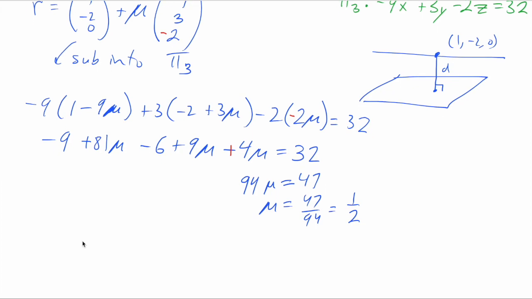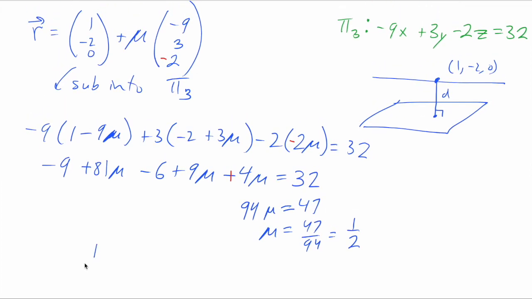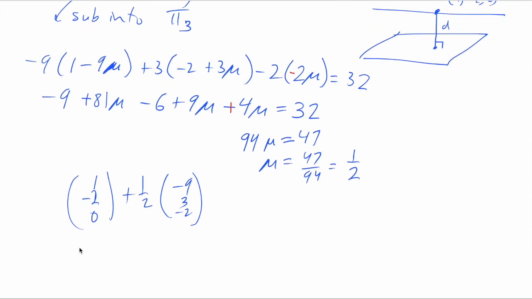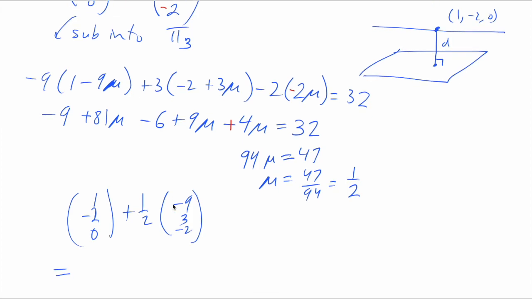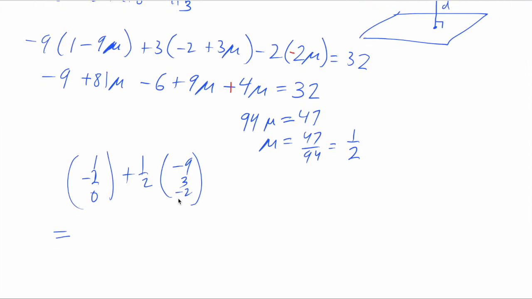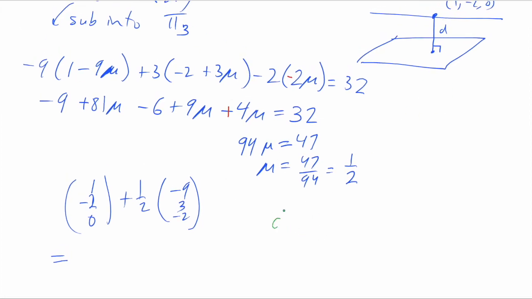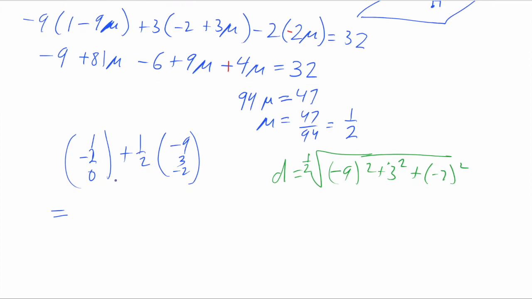So we can actually get that point by substituting half in for mu. So we got this plus half times negative 9, 3, negative 2, which equals, well, that's one way to do it. We can actually get the point, or you can get the magnitude or the distance of that line by simply doing the magnitude of that. All right, we can do this. Or we can get the point and use the distance formula. We can also do that.